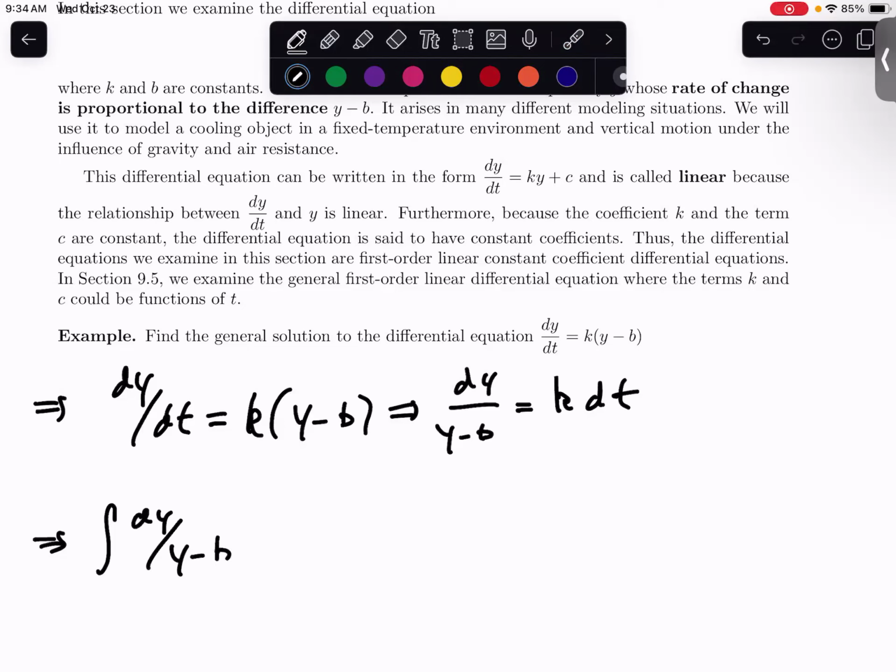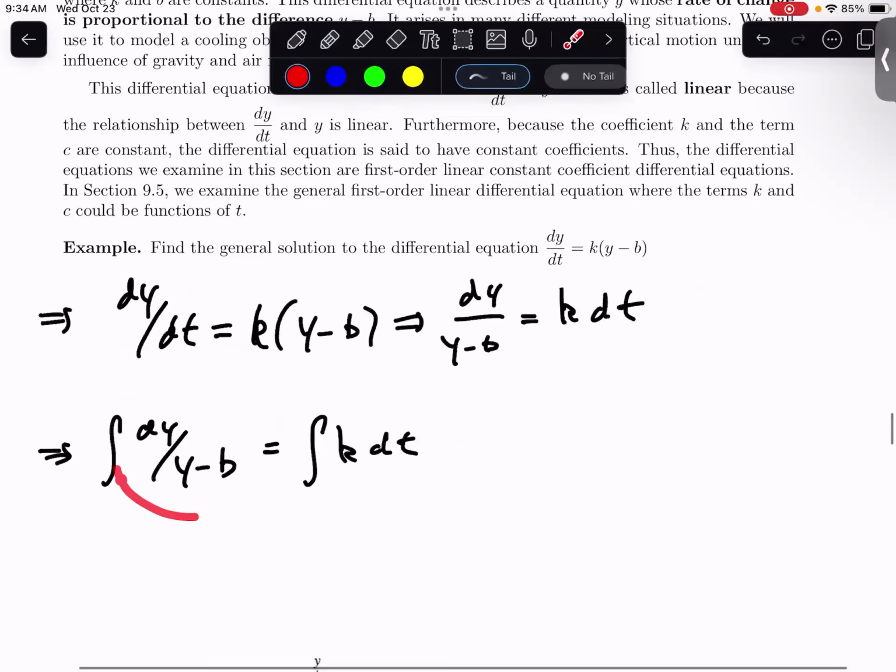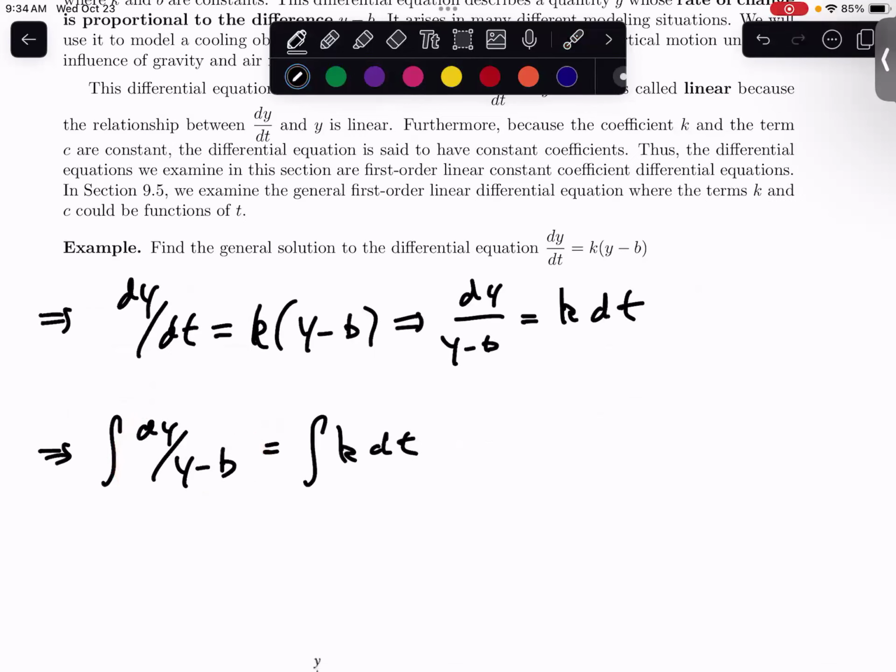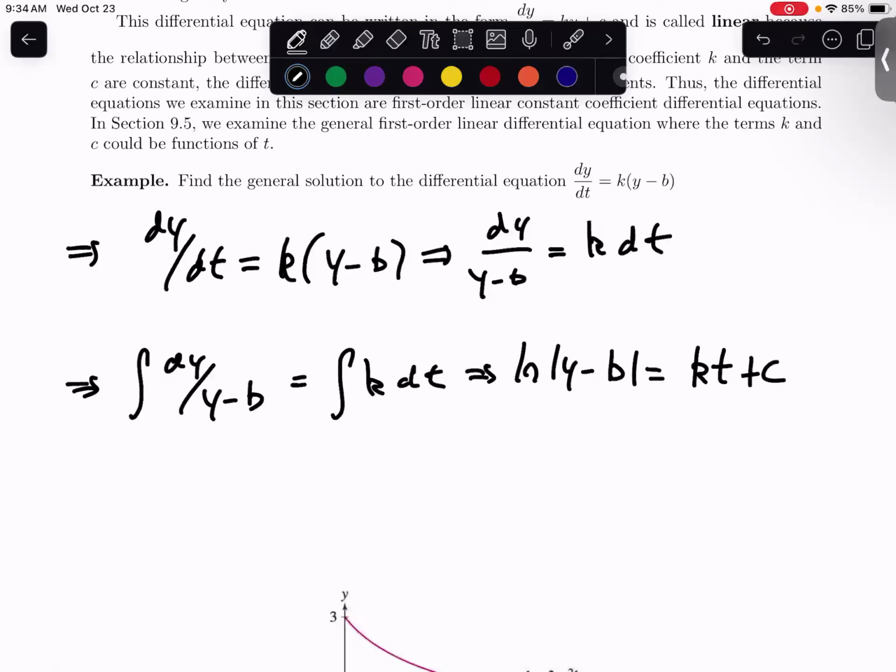And then after this, you want to solve for what y is going to be. So this is going to be equal to the integral of k times dt. And so the integral of 1 over y minus b with respect to y is just the natural log of y minus b. So we have the natural log of y minus b equal to k times t plus c, exactly like we had for the previous equation that we derived. And then from here, we want to solve for y.